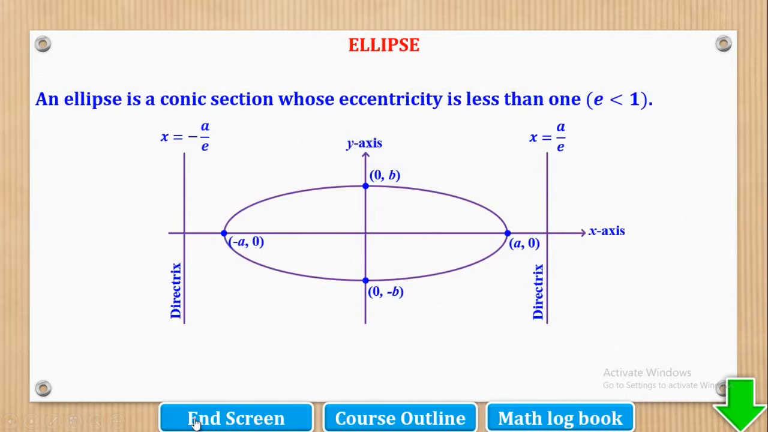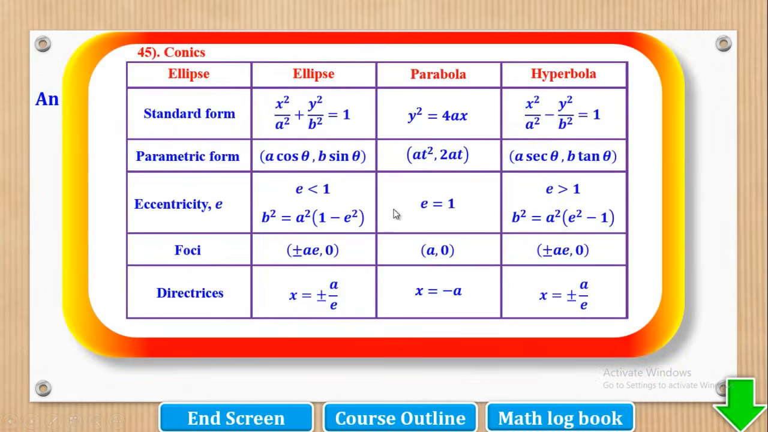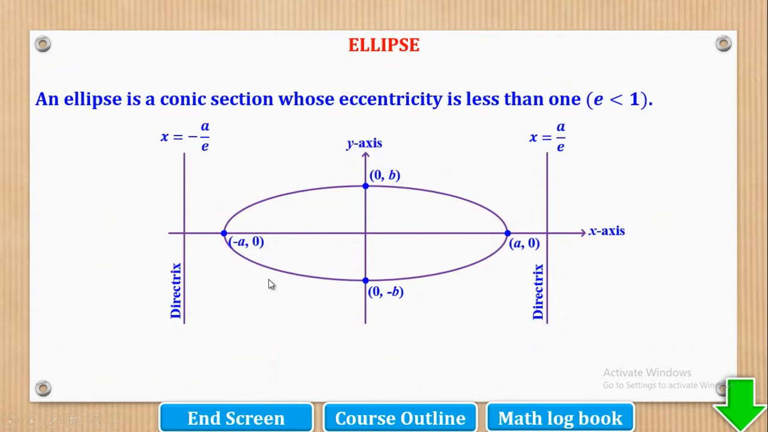Now we also need to show the foci. So the foci, from this table, it is plus or minus a e, 0. Therefore, there are two foci on an ellipse. We shall put the positive one here, and the negative one will be here.